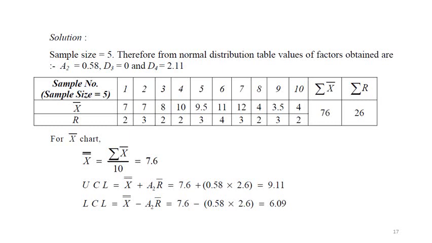Then we will measure for the X chart. X double bar equals sigma X bar divided by 10, that is 76 divided by 10, equal to 7.6. Then we will find the UCL and LCL for the X bar chart. The equation for UCL is X double bar plus A2 R bar, that is 7.6 plus 0.58 into 2.6. 2.6 we got from the R bar value. I will show you how we calculate the R bar. LCL we measure similarly. We will get the UCL as 9.11 and LCL as 6.09.